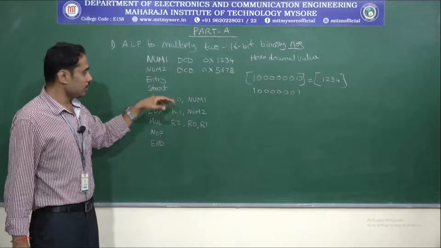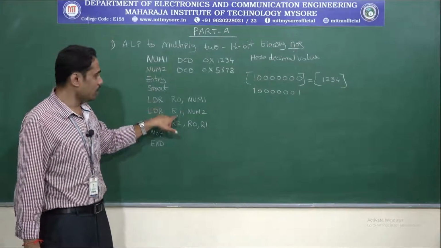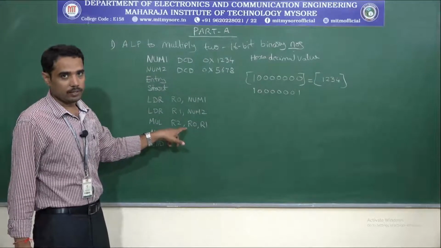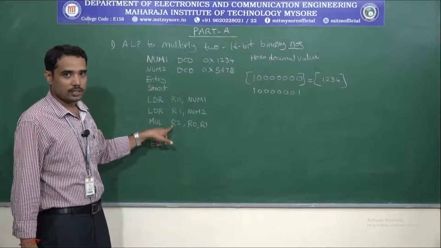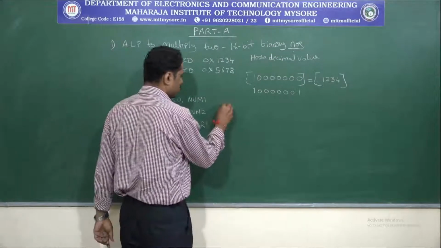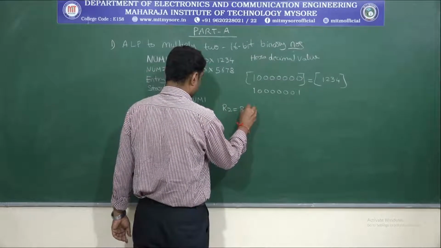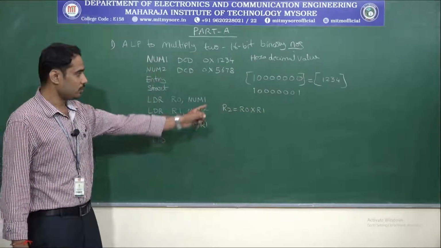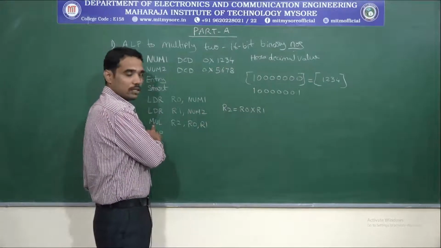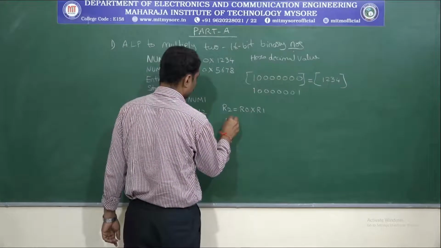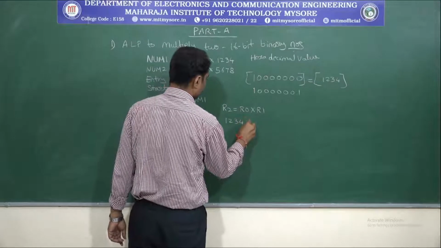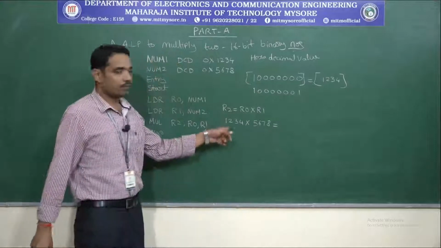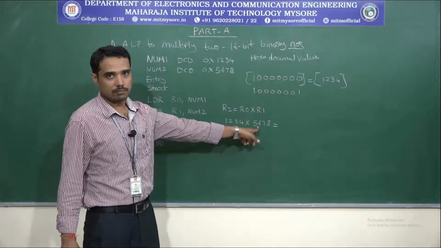After fetching the data into R0 and R1 respectively, next we are going to multiply the multiplier and multiplicand and store the result in R2. This implies R2 is equal to R0 into R1, with respect to multiplication. And then what happens? 1, 2, 3, 4 is multiplied with 5, 6, 7, 8, and the result. This is the first 16-bit data, and this is the second 16-bit data.